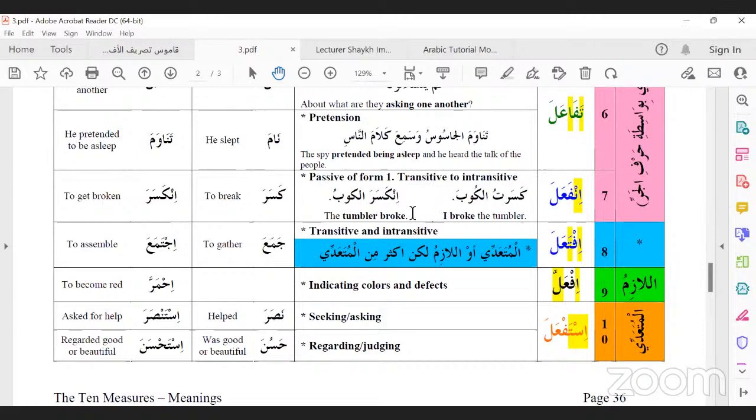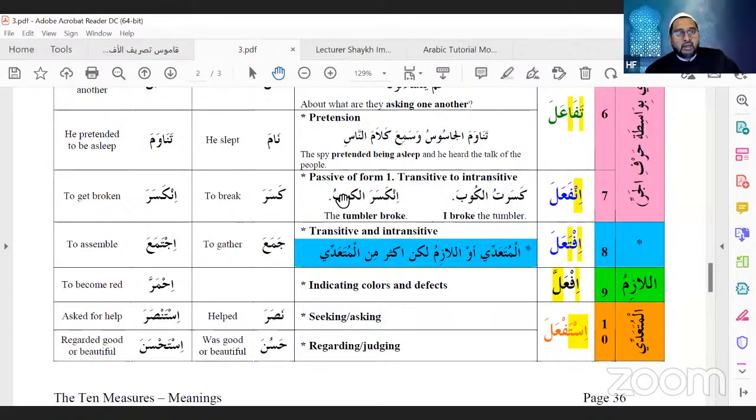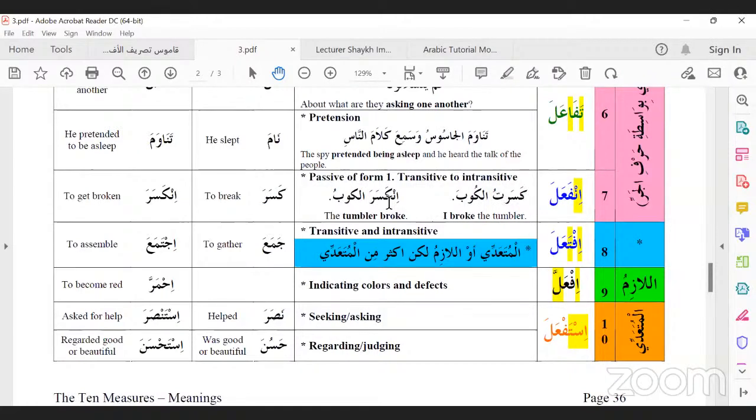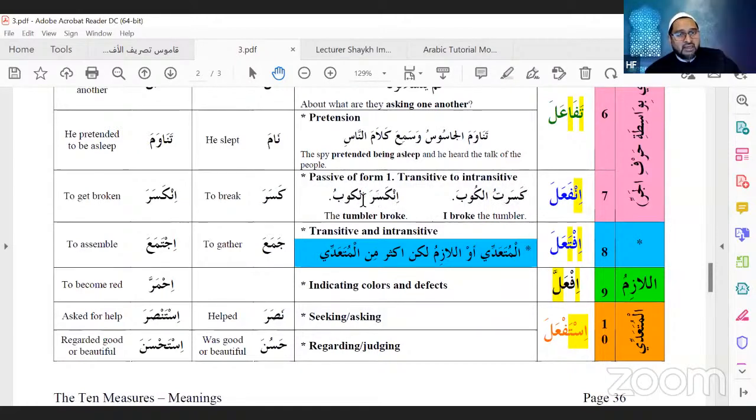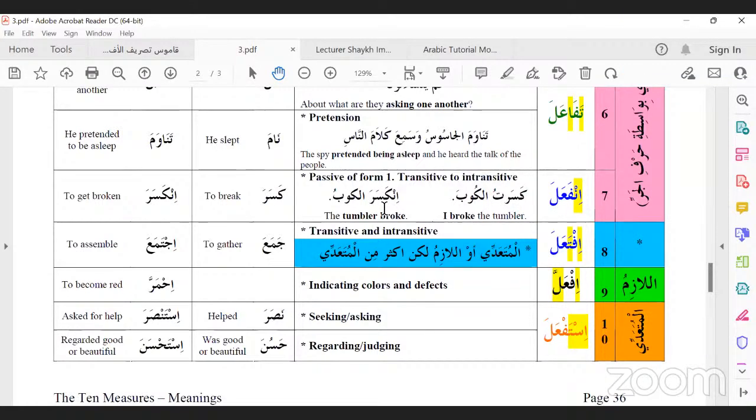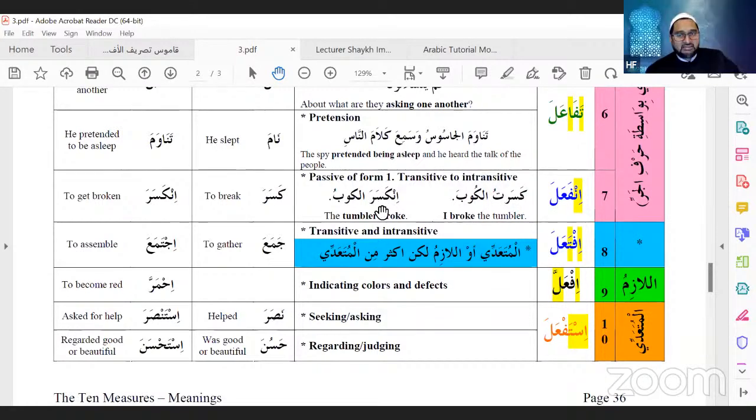So Sheikh, the al-kubu will be the naib fa'il in this case? No, it will still be the fa'il, because the meaning is passive, but al-kubu will be treated as the fa'il in inkasara. Oh, okay. So it's the meaning which has changed, but al-kubu we will still say is the fa'il in inkasara. Okay. So it's passive in that sense.